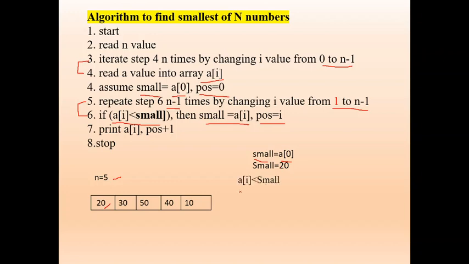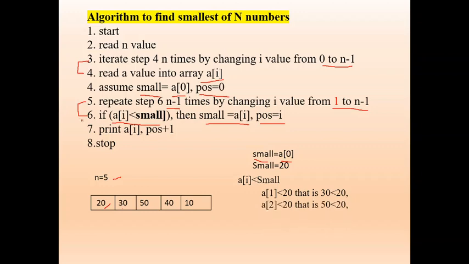Next, I am comparing A of i with small. Here my index starts from 1, not from 0. In step number 5 I have given, my index starts from 1. So is A of 1 less than 20? A of 1 is 30. 30 is less than 20? It is false. False means control will move to the next step. That means it will move to step number 5, not step number 7, because it is in loop format.